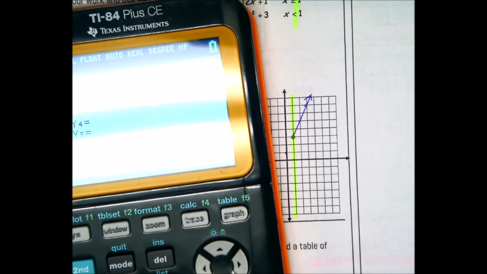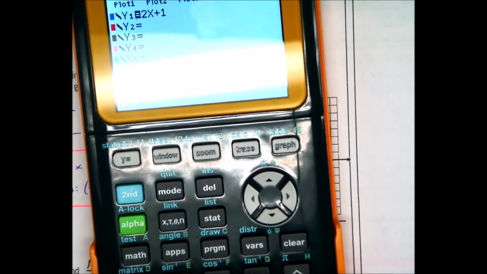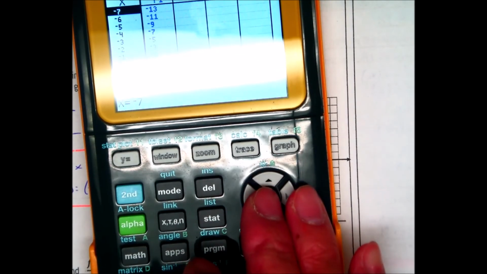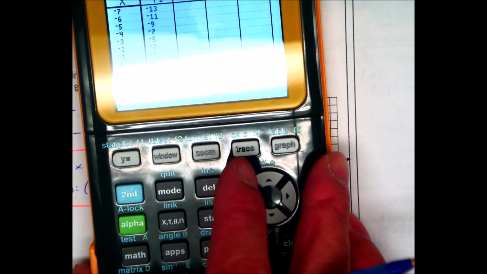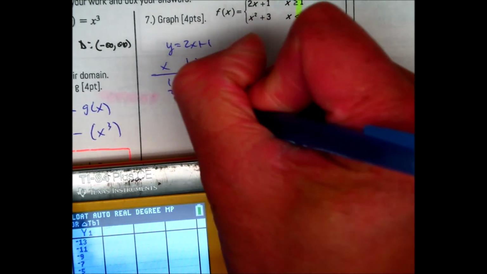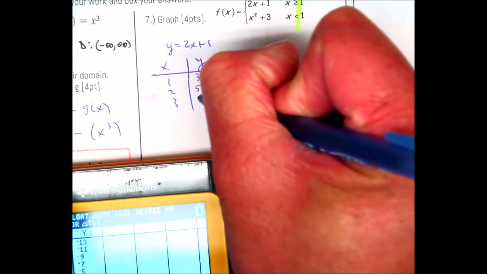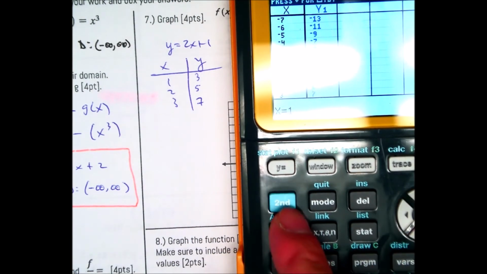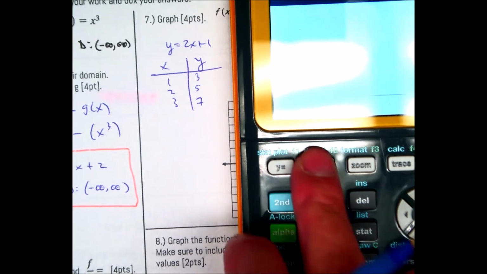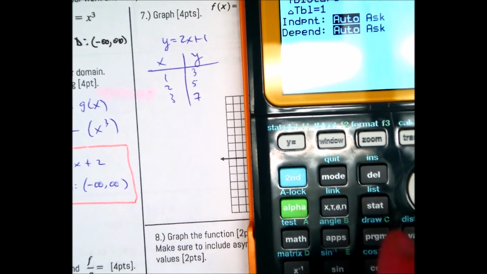X plus 1. And go to your table, and then you want values that are 1 or greater. So 1, 3, 5, 7. Remember the calculator commands for my calculator, sorry, I got a glare, is you want to go to second window and make sure those are on auto and auto. Okay.